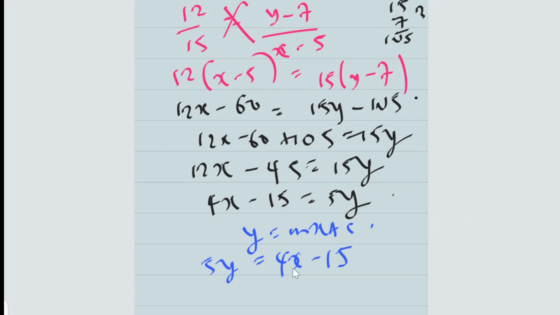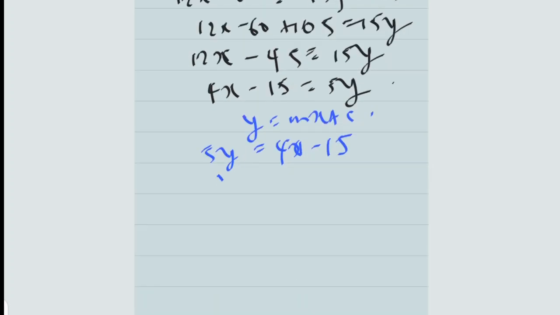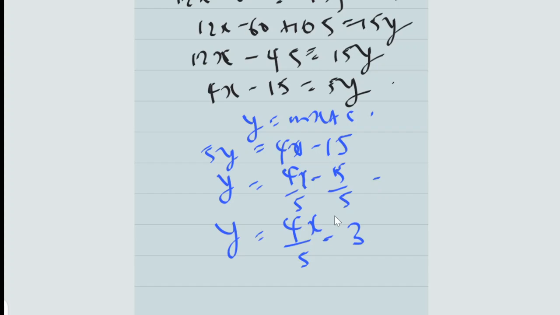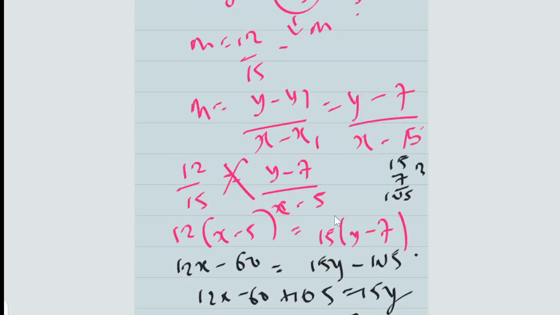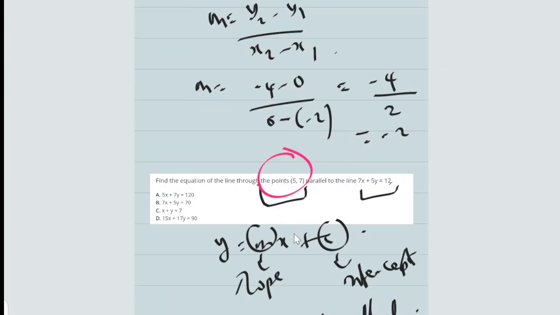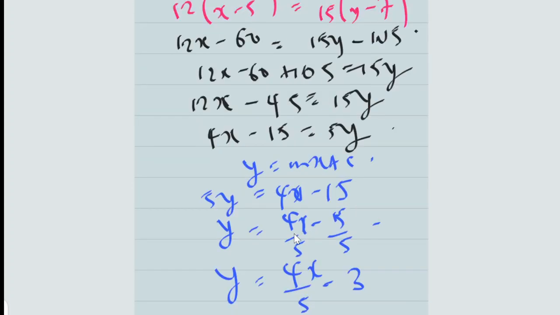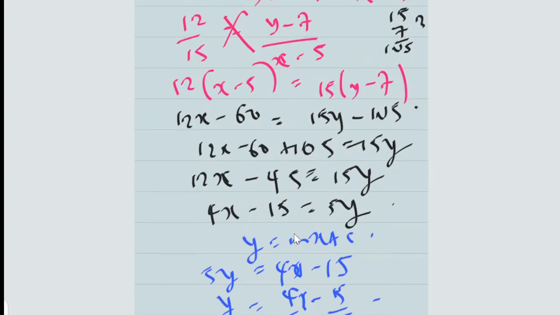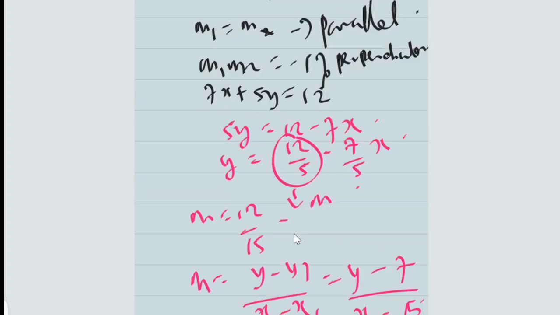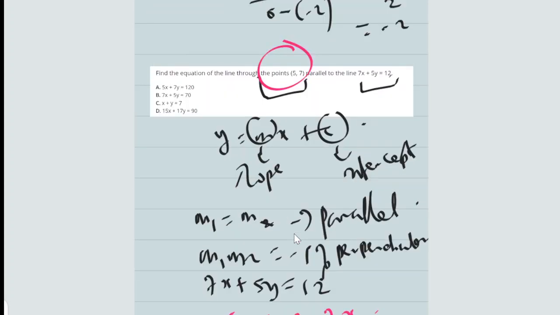So then you divide through by 5. Then I'm going to have y is equal to 4 over 5x minus 15 over 5, which is 3. And your y is equal to 4 over 5x minus 3. Let's see what they have. 4 over 5x minus 3. And with that, I think we're supposed to have stopped here. 4x minus 15 is equal to 15y.